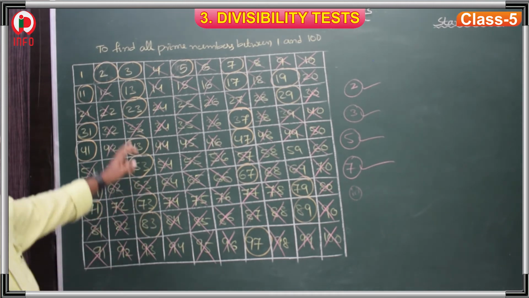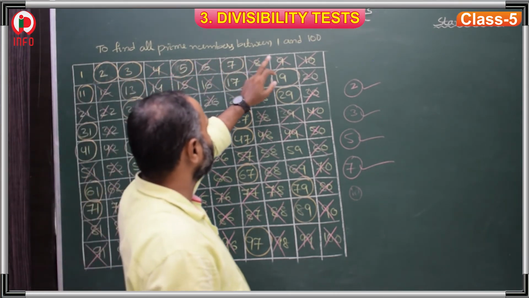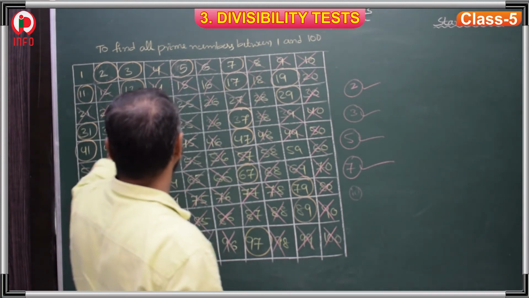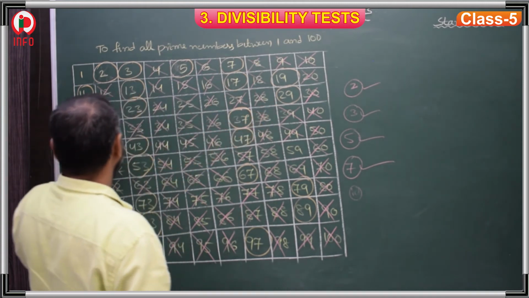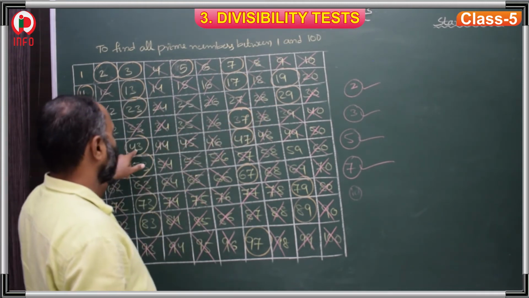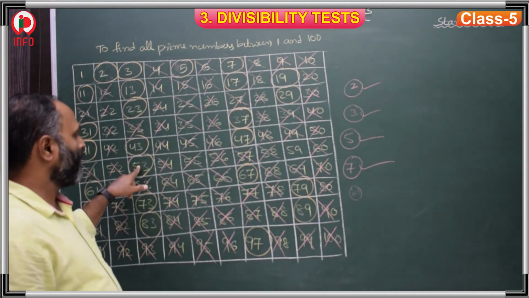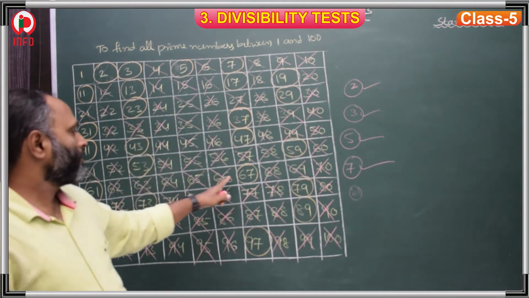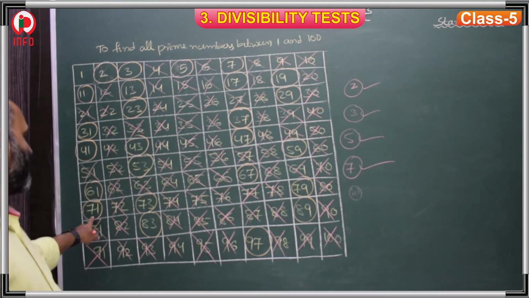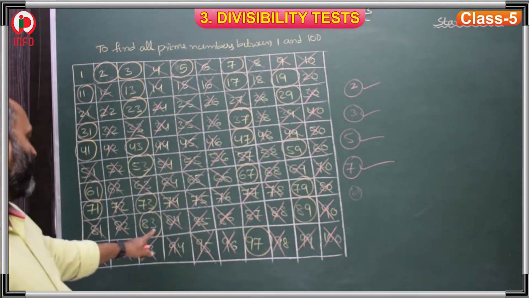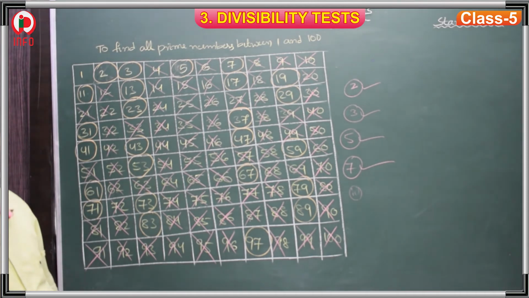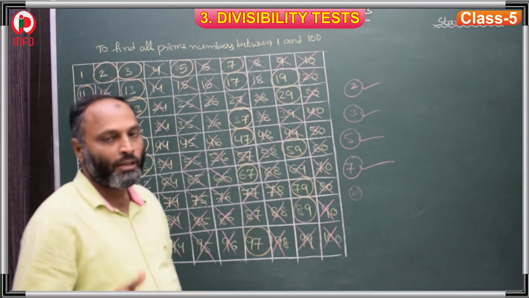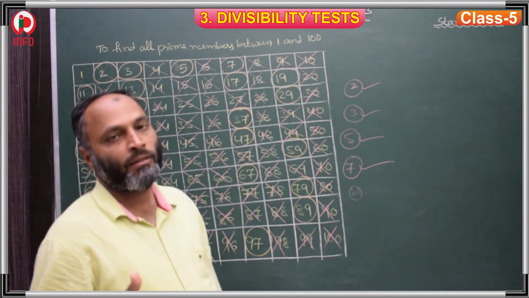The prime numbers from 1 to 100 are: 2, 3, 5, 7, 11, 13, 17, 19, 23, 29, 31, 37, 41, 43, 47, 53, 59, 61, 67, 71, 73, 79, 83, 89, 97. These are all prime numbers. A prime number is a number which has only 1 and itself as factors.